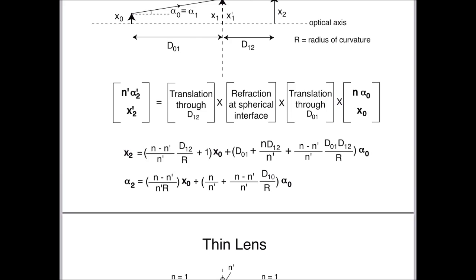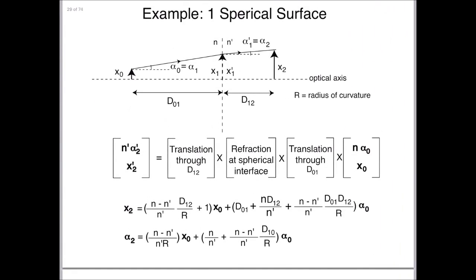This also holds true if you have a convex lens, a concave lens, different types of interfaces interacting, different complex optical systems. You can write the same matrices, just change the values of D01 or n or r and n prime, do the matrix multiplications, and you'll have your equations. That's why matrix formulation is such a powerful tool when it comes to solving complex optical systems.